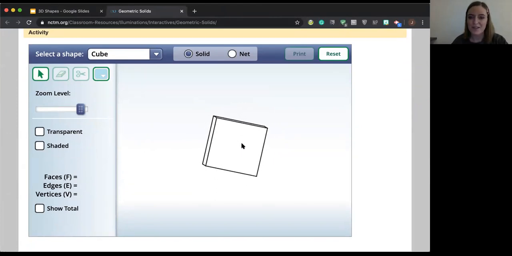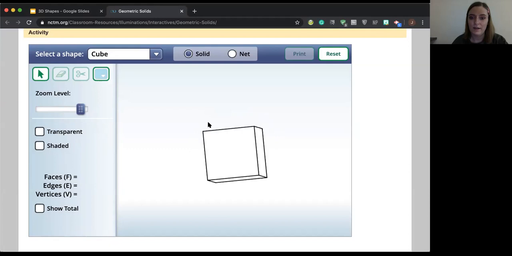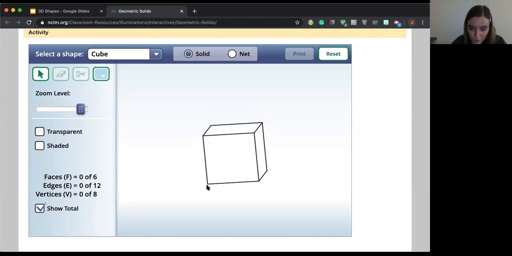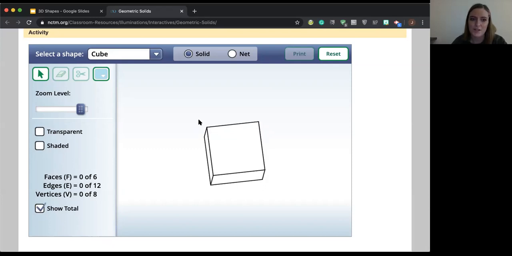Now the edges is where it gets a little bit tricky because there's 4 edges here, and there's 4 edges here, and there's 4 edges here, and 4 edges here. There are quite a few edges in this, okay? Vertices are the corners, so we can see them here, here, here, and here, and down there. There are 8 of those, okay? So if we show the total, there are actually 12 edges. 1, 2, there's one back there, 3, 4, then the 4 on top, 1, 2, 3, 4, and the 4 on the bottom, 1, 2, 3, 4. 12 edges, okay?